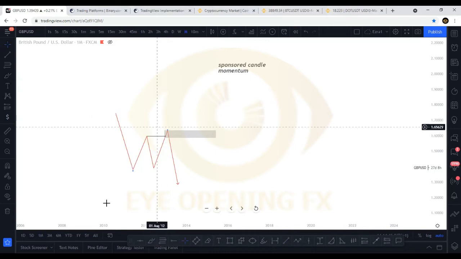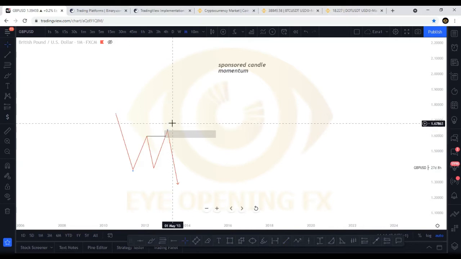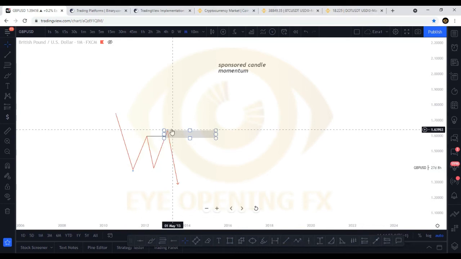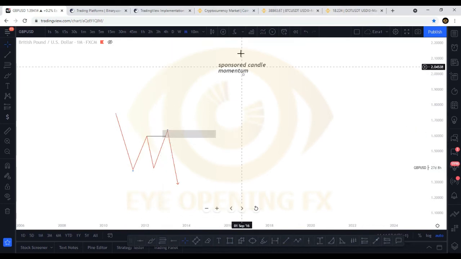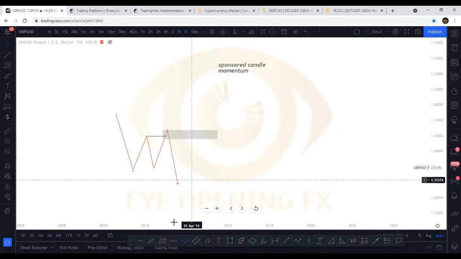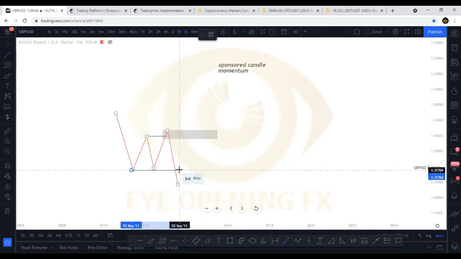Since this is your swing low, and this is a swing high, that is a lower low, a lower high. This is where we call our sponsorship candle. The last candle here, be it bullish or bearish, is your sponsorship candle or sponsored candle. So the market now made a lower low. That is your sponsored candle.